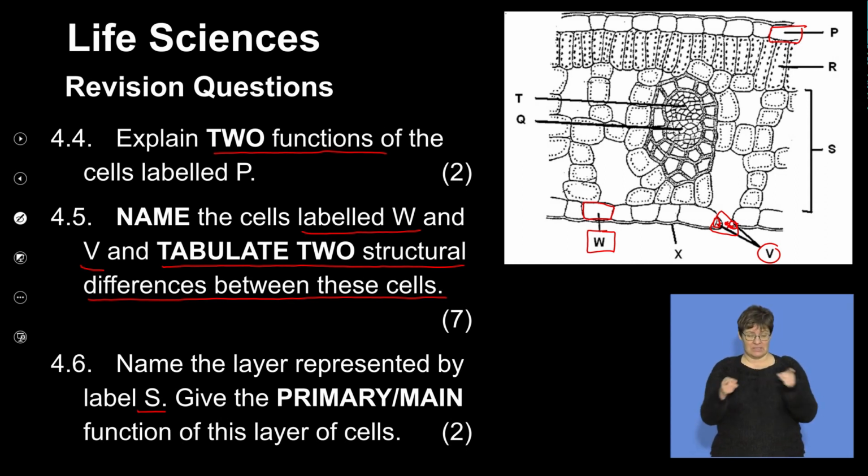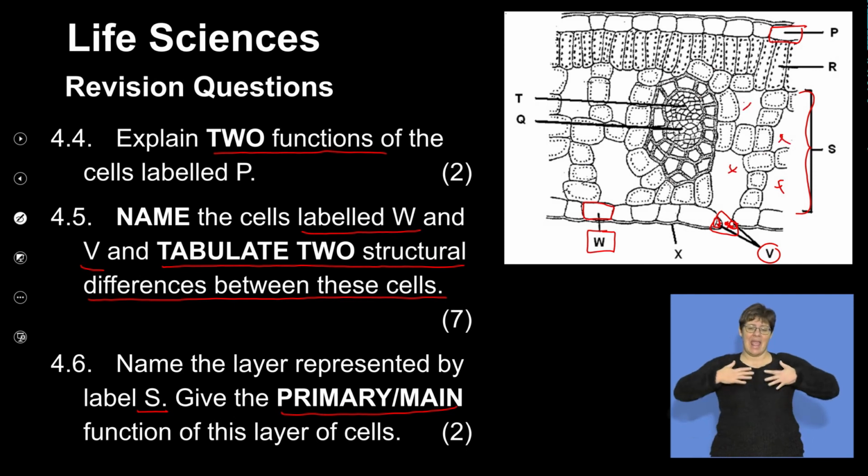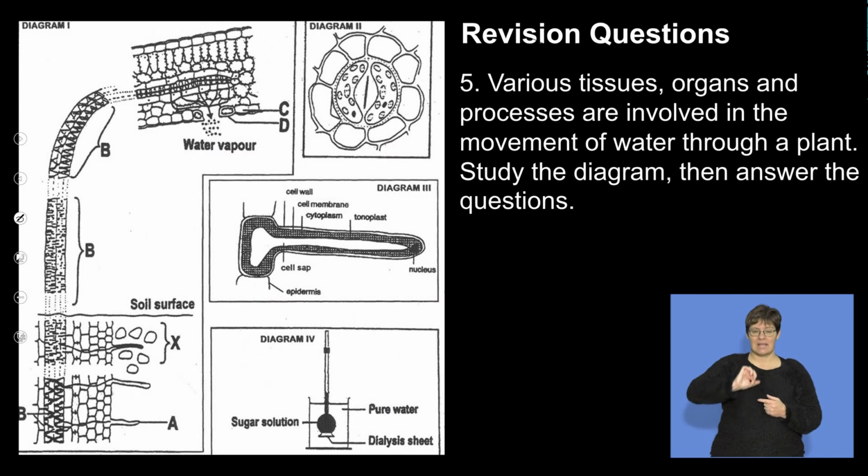The next one we're looking at is label S, and label S is pointing to the spongy mesophyll, and you have to give the primary function of this layer of cells. Because there are so many air spaces, it's obvious that the function of this layer of cells is basically gaseous exchange.